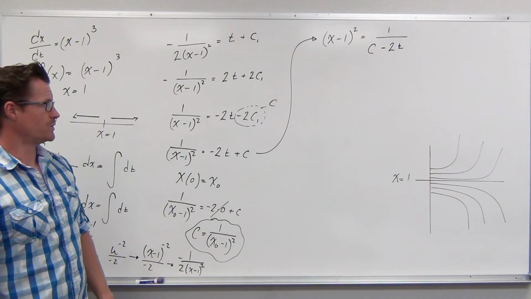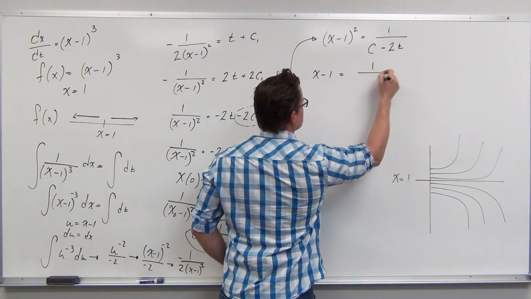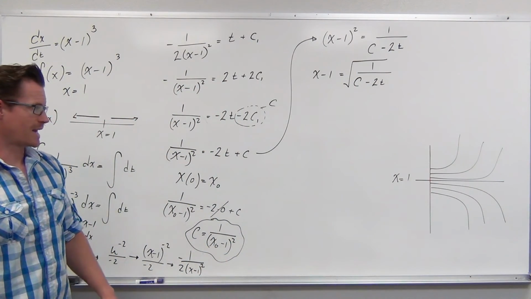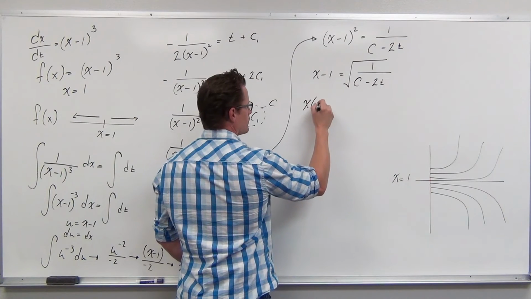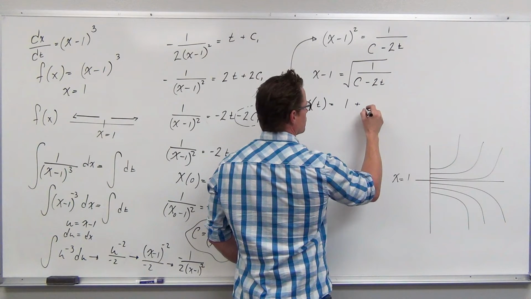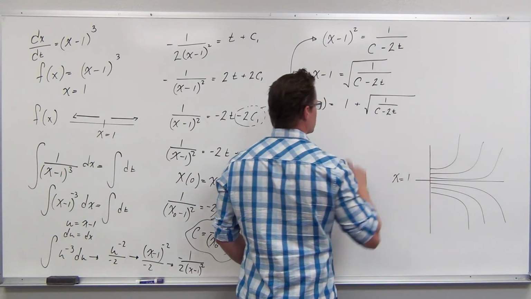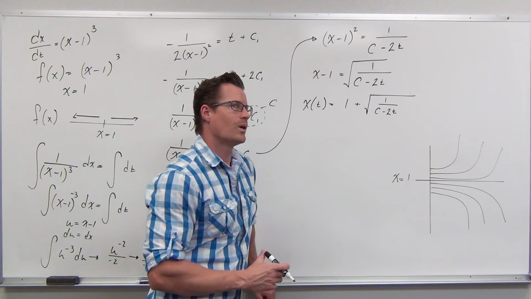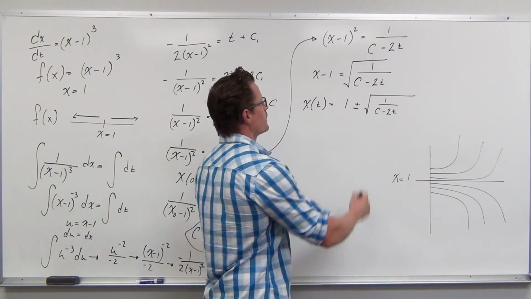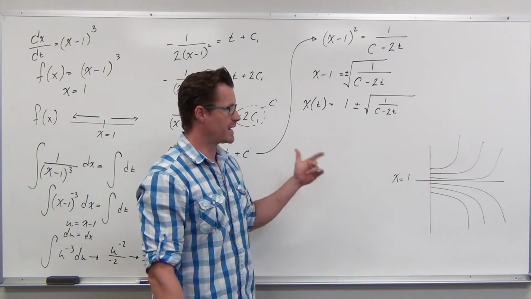Now what? We've got to take a square root. Awesome. We've got to add 1. And you go, well, what happens when you take a square root on both sides? Shouldn't you have a plus and minus? Yeah, you should. When you take a square root on both sides, you should have plus and minus. Positive, negative, square root. That's what these graphs are going to look like.